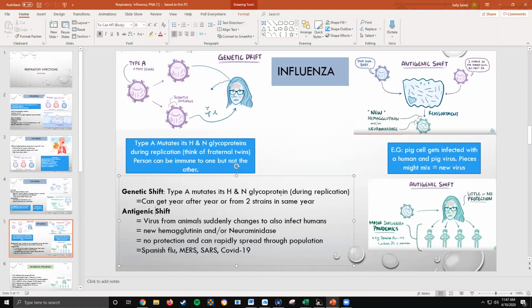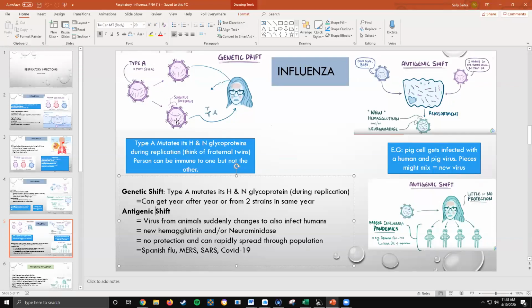So during replication, okay, so influenza here, I want to talk about genetic shift and antigenic shift. And as you can see here, type A has those H and N glycoproteins. And then during replication, what happens is it splits apart, and some are more similar and some might be a little bit different. So say this is the mom and these are the two kids. These are the replications. So as you can see, this is an HY, this is an NY, this is an HX, this is an NX. Think of it as like fraternal twins. Okay, it's going to get rid of two.